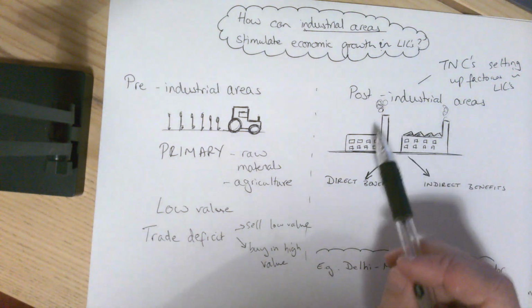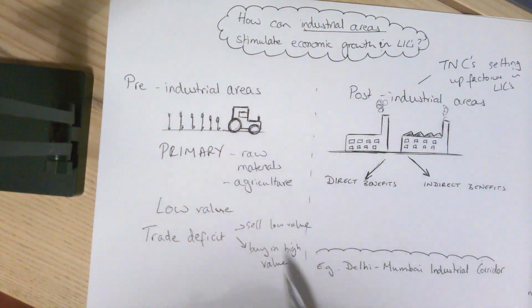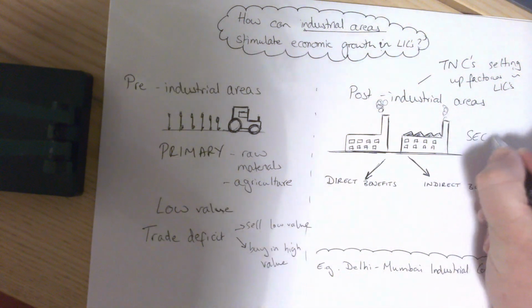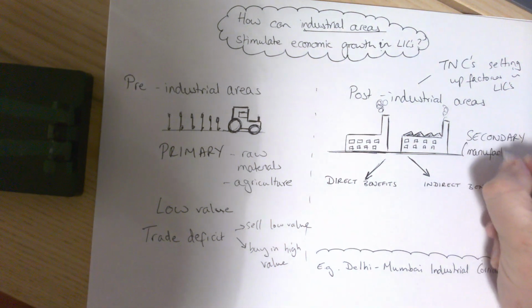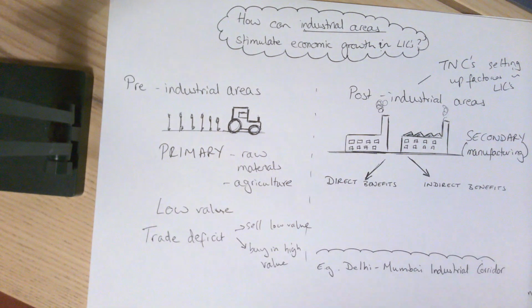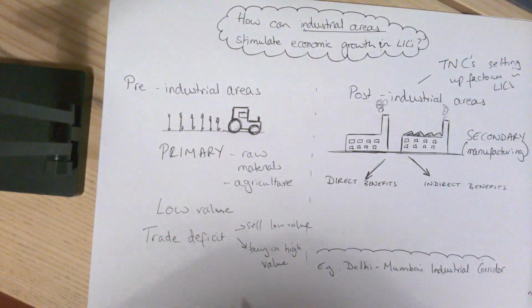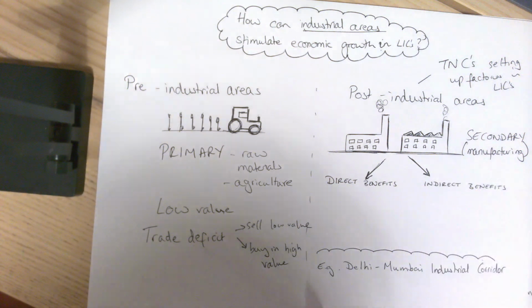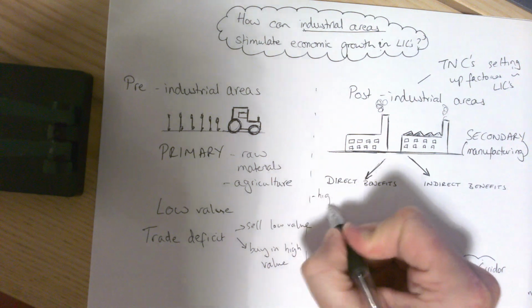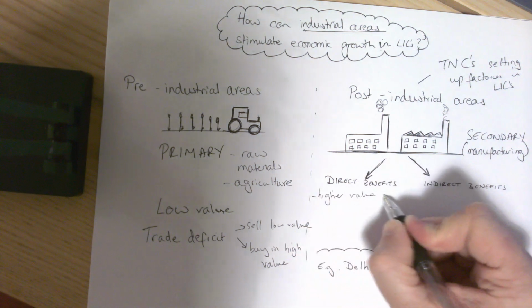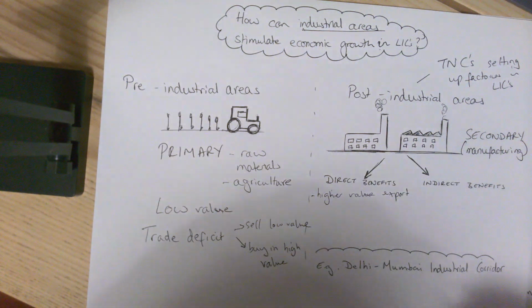And what you end up with, as a result, is these low-income countries start to move away from a primary-based industry to what we refer to as a secondary-based industry, a manufacturing industry. Now, this has huge benefits. Okay. Firstly, we can think about the direct benefits. If they are now producing manufactured goods, okay, they're producing secondary products, they now have a much higher value export. So they've got things that are more expensive to sell to other countries.